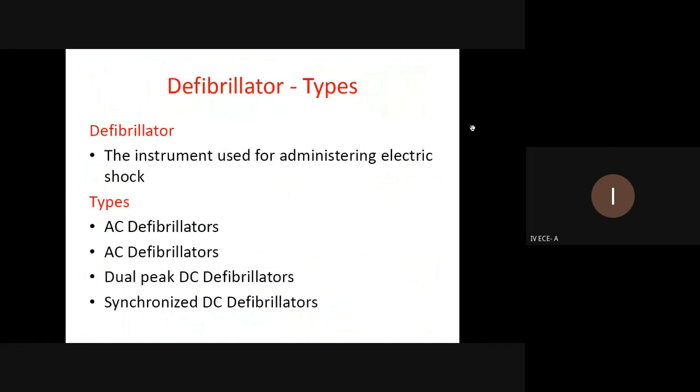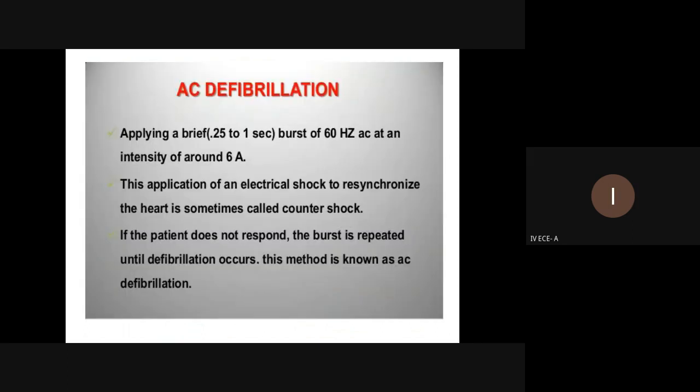So, what are the types of defibrillator? AC defibrillator, DC defibrillator, dual peak DC defibrillator, and synchronized DC defibrillator are the four categorized types in defibrillation. In AC defibrillation, a burst of 60 hertz AC at an intensity of 6 amps is given. If the patient does not respond, the burst is repeated until defibrillation occurs. This method is known as AC defibrillation.